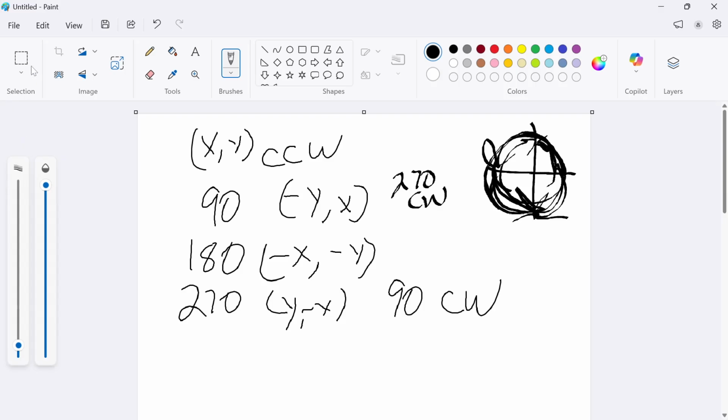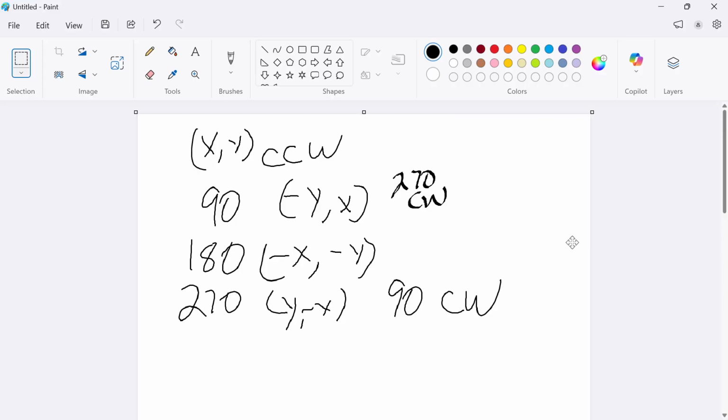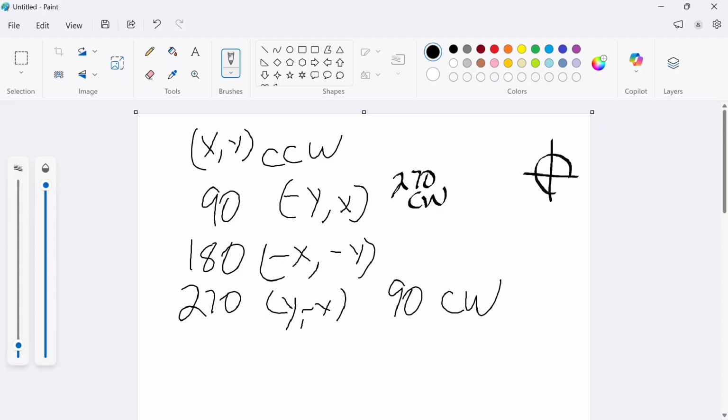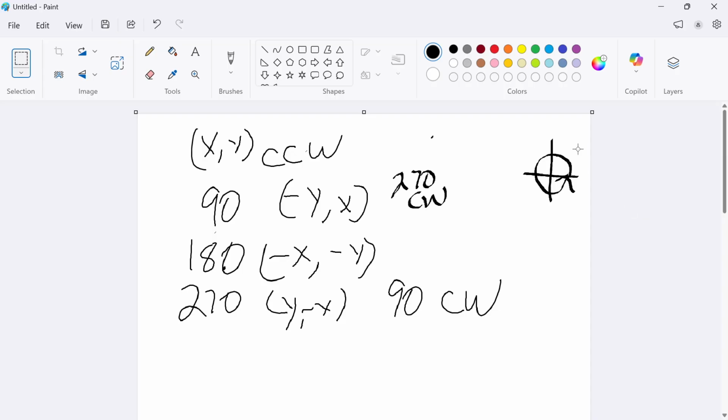So that's why a lot of times in class you'll only study the counterclockwise one. So again, if it doesn't say what it is, it's counterclockwise because those are positive angles. But if it does, these are the comparisons. 90 counterclockwise is 270 clockwise. 180 counterclockwise and 180 clockwise are the same. 270 counterclockwise is the same as 90 clockwise.